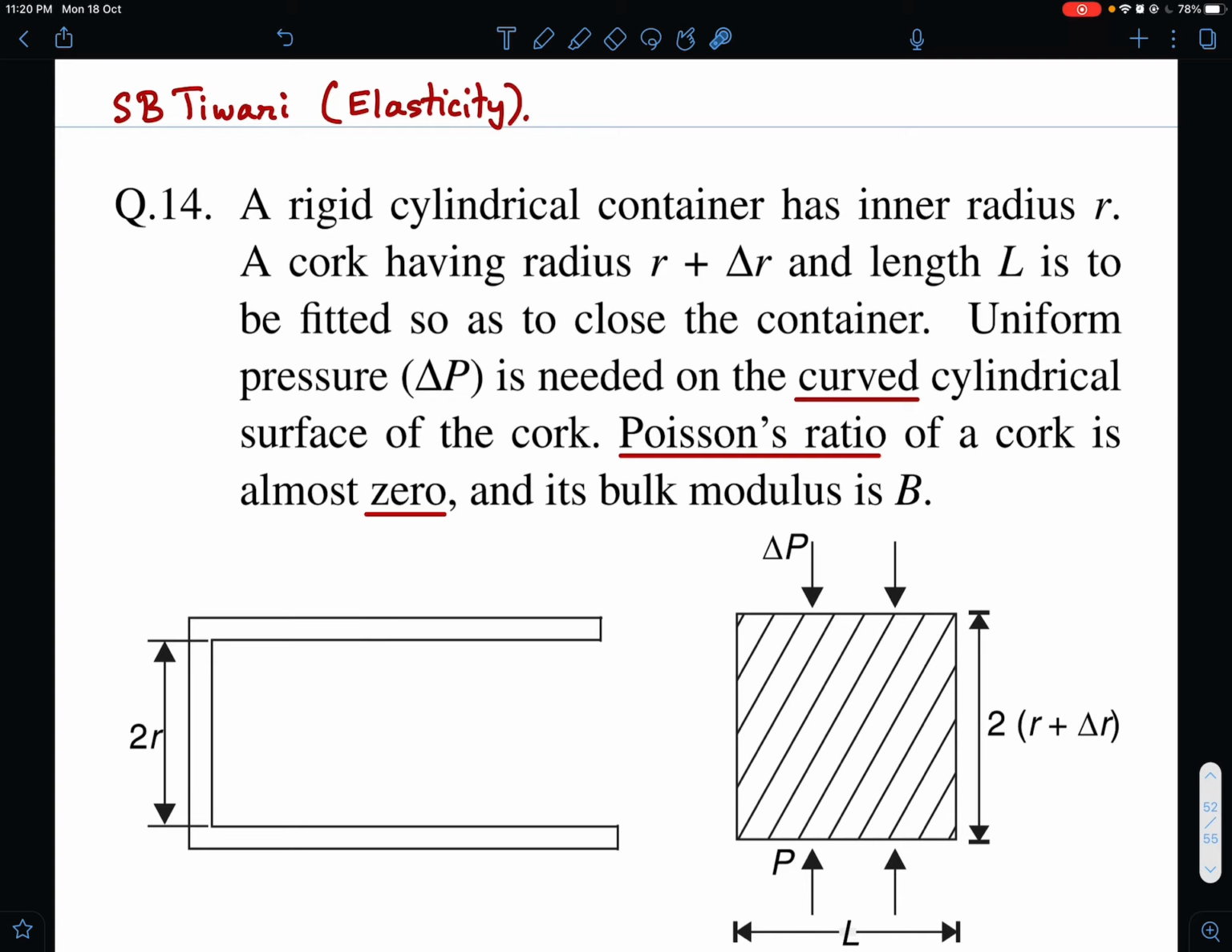And then once you figure out what's wrong with the solution, you can also look at the correct solution that I've done towards the end of this video. So now let's read the question.